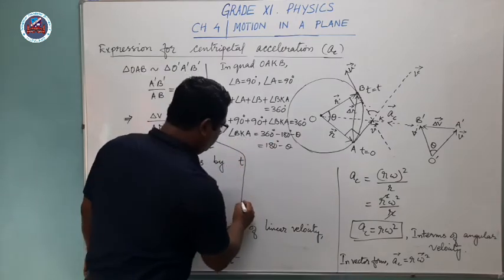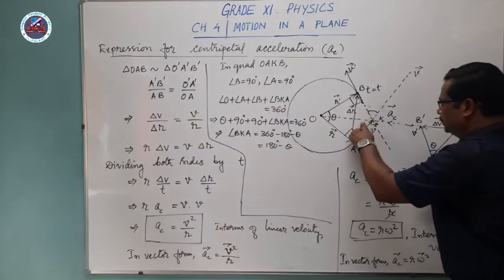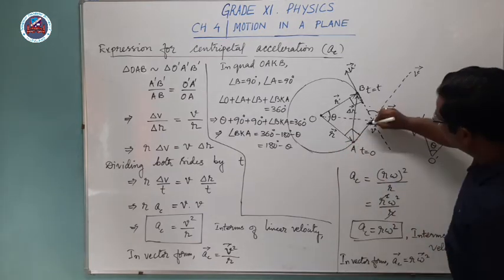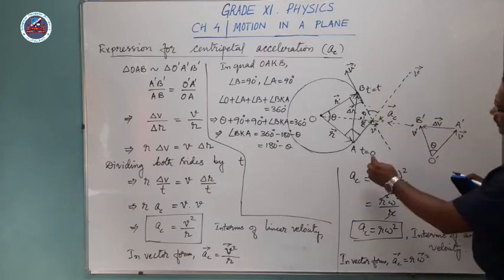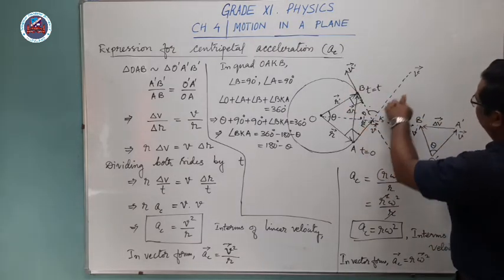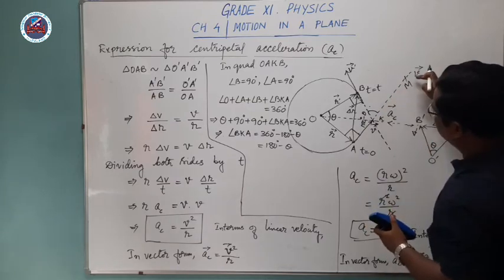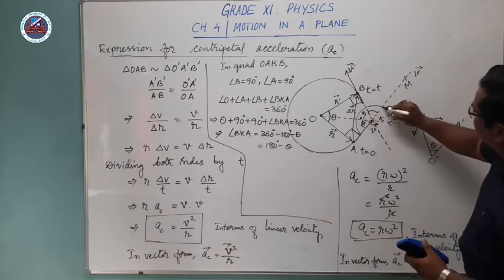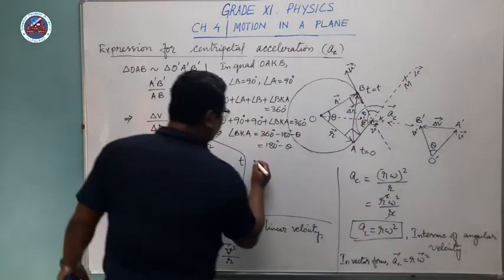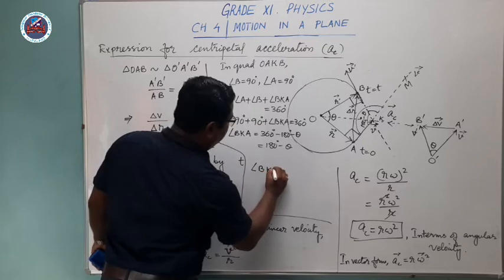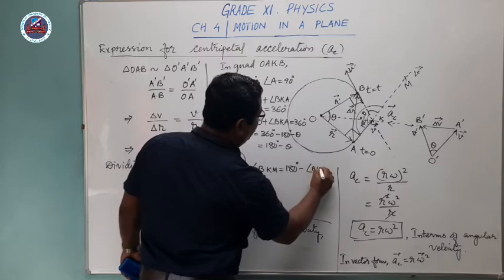So angle BKA is 180 minus theta. For the time being, I will remove this curve. This is 180 minus theta. So this angle BKV, or say in case of V I am writing M, BKM is equal to, total from here to here is 180 minus this angle BKA. So angle BKM is equal to 180 minus angle BKA.